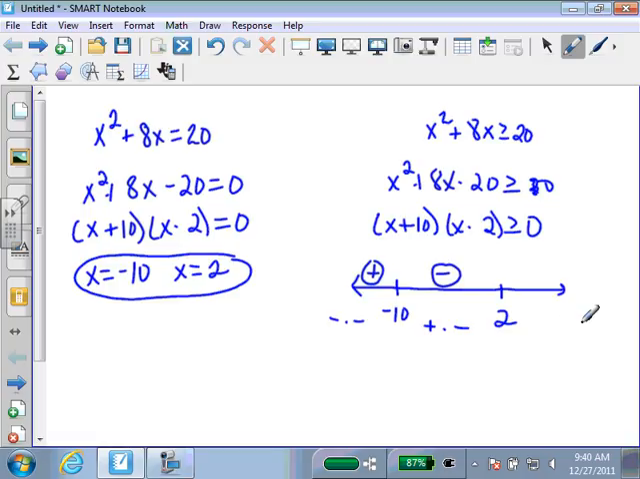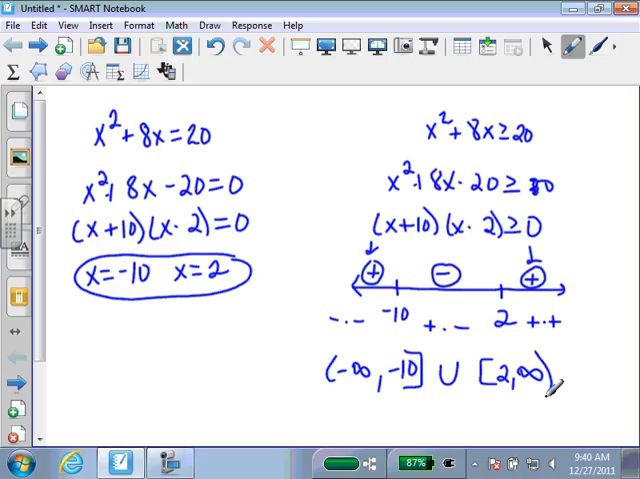Choose a number out here. Whatever number you choose out here is going to make both positive. Positive times positive is positive. I want the ones that are greater than or equal to 0, in other words, the two positive ones. So negative infinity to negative 10, and I can include negative 10 because I could be equal to 0, united with 2 to infinity.